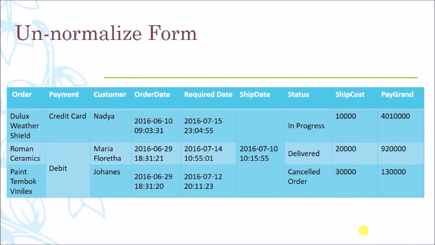I'll tell you about the normalization, which consists of the unnormalized form, first NF, second NF, and third NF. For the unnormalized form, I use the order table. In the order table that I put from MySQL, it's kind of messed up. One payment can have a debit for two customers, and the ship date does not belong to one order. Because of that, I made the first NF.